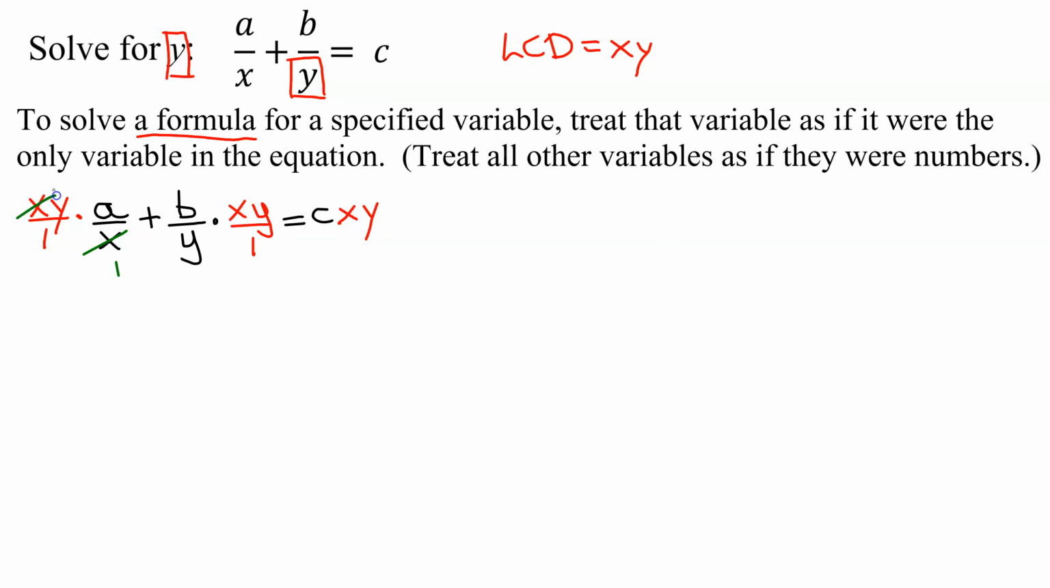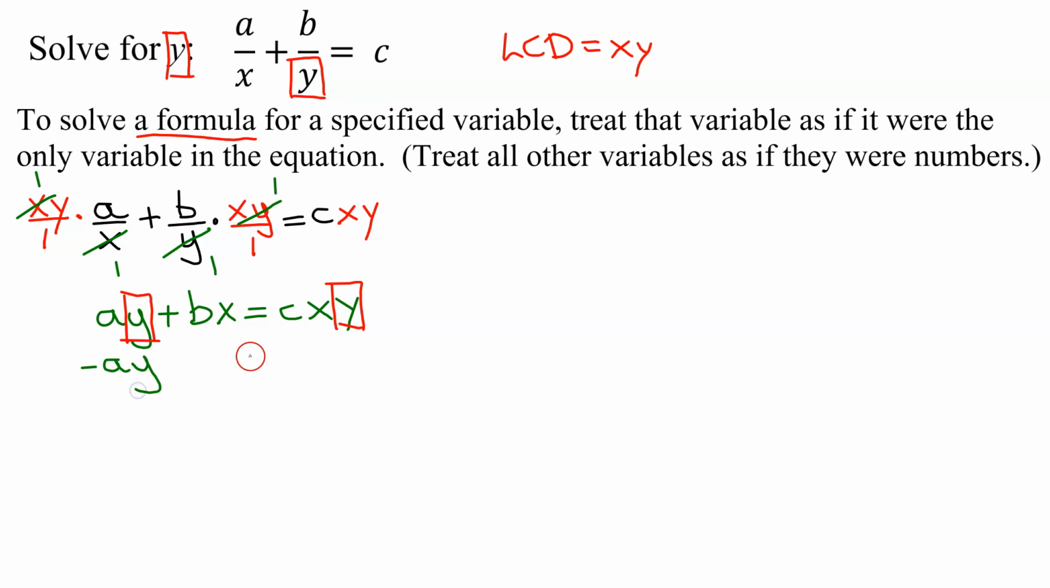This x reduces with this x, and it's going to leave you with y times a, or ay, plus the y's reduce on this term, and I get left with b times x equals cxy. So I've got rid of all my fractions, but now notice that my y occurs in two places, not one. So what we're going to have to do is collect all the y terms on one side. It's going to be easier to collect them on the right-hand side.